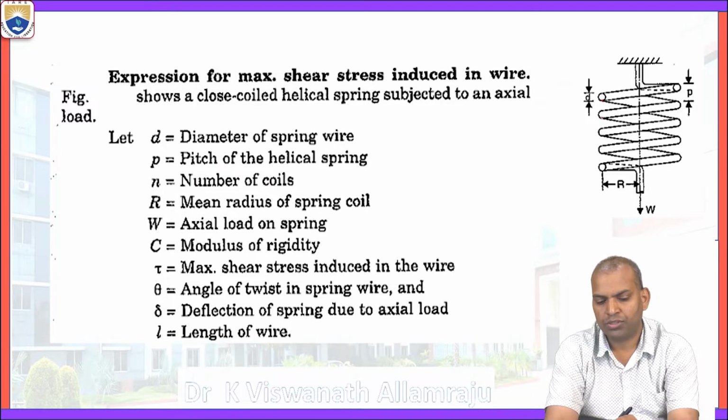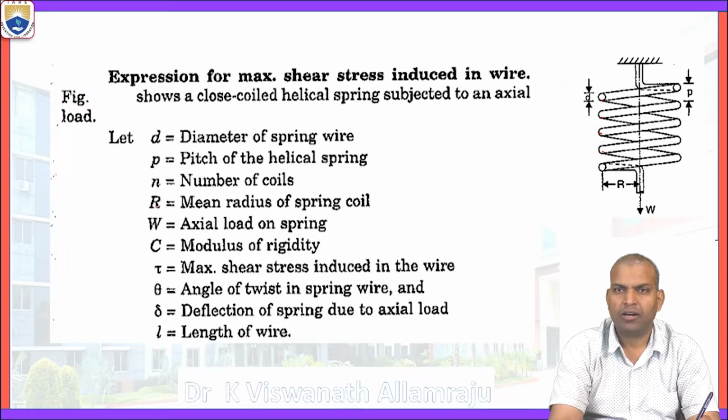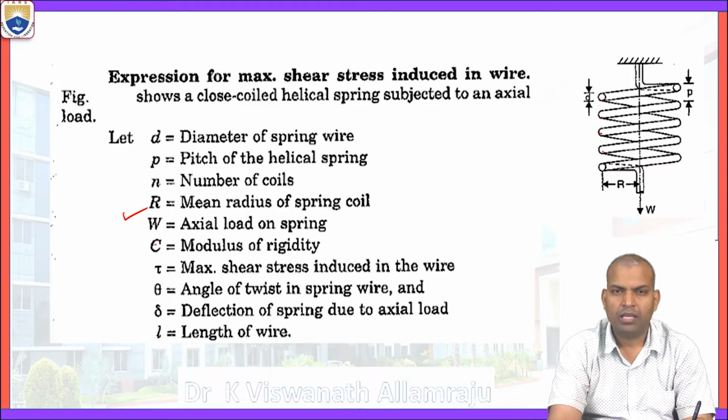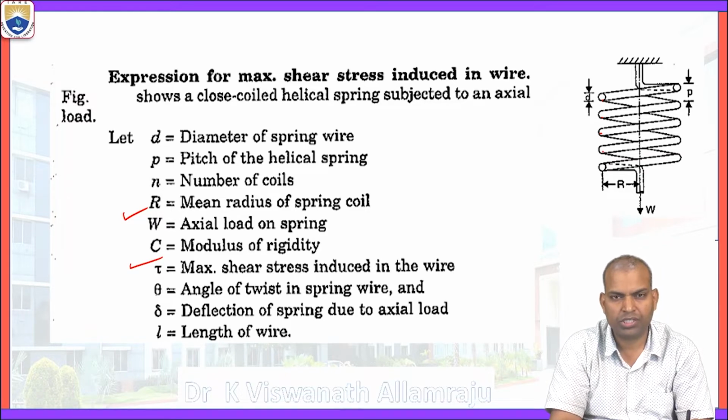How many coils are here? 1, 2, 3, 4, 5. Five coils here. Capital R is the mean radius of the spring coil, and W is the axial load on the spring. C is the modulus of rigidity. Tau is the maximum shear stress induced in the wire. Theta is the angle of twist in the spring wire, delta is the deflection of the spring due to axial load, and L is the length of the wire. These are the various parameters we consider in order to derive the expressions for the shear stress and deflection induced in the wire by the axial load.